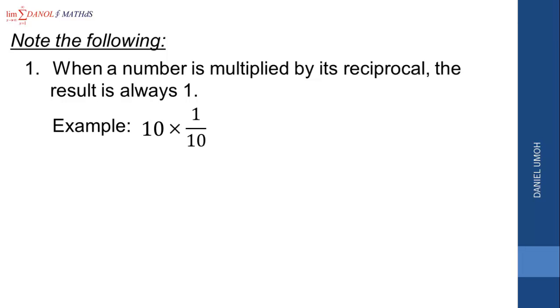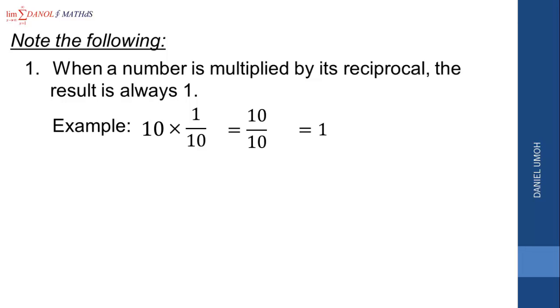So if we multiply this 10 by 1 over 10, which is its reciprocal, what will be the answer? 10 times 1 over 10 is equal to 10 over 10. Remember, in our fractions, we simply say 10 times 1, which is 10, all over 10. Then 10 over 10 is what? 1. So you can see clearly that whenever a number is multiplied by its reciprocal, the result is always 1.